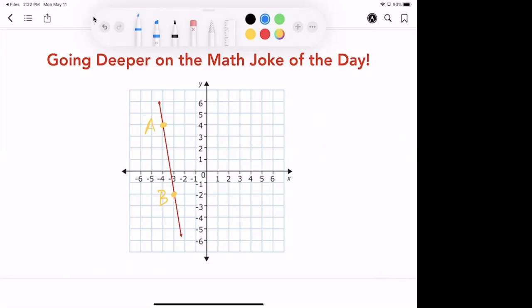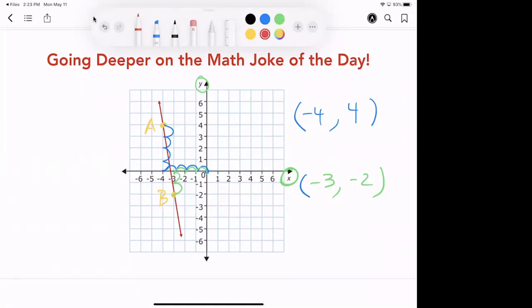Okay, welcome back, everybody. Let's take a look at A. All right, we're going to start again at our origin. 1, 2, 3, 4 to the left, so -4. And then 1, 2, 3, 4 up, so +4. And then B, let's switch over to green. 1, 2, 3 to the left, -3. And then 1, 2 down, -2. And remember, we always do the x coordinate first, and then we do the y coordinate. Okay, so -4, 4 for A, and -3, -2 for B.